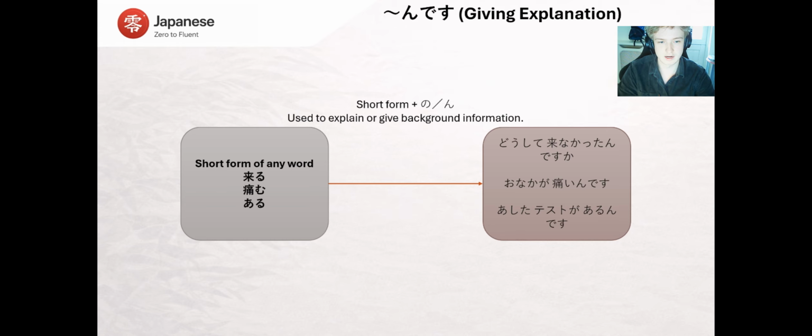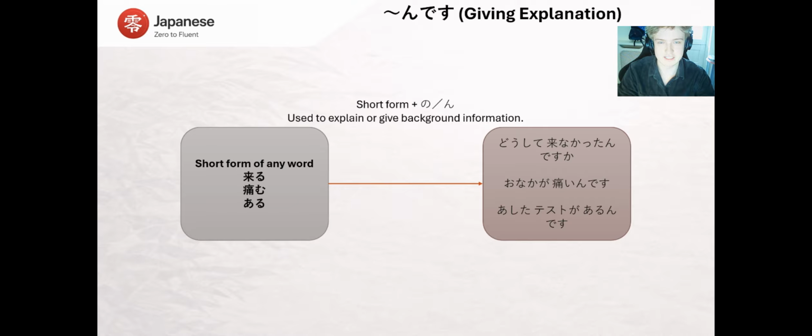For the next one, I have itamu. Itamu is to say it hurts. You could also use it as an adjective where you say itai. So the short form of this could be onaka ga itai desu. So now you're giving a background explanation as to why your belly is hurting, because onaka is belly. So onaka ga itai desu.